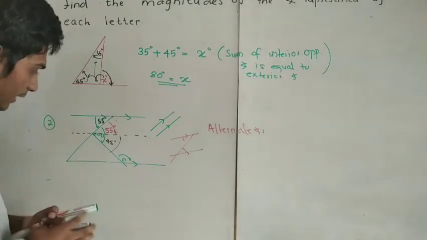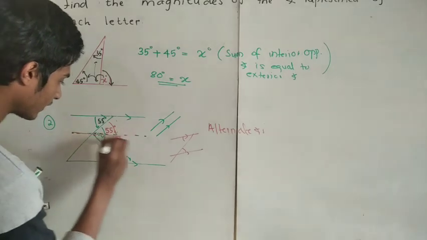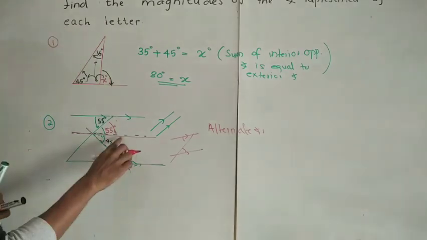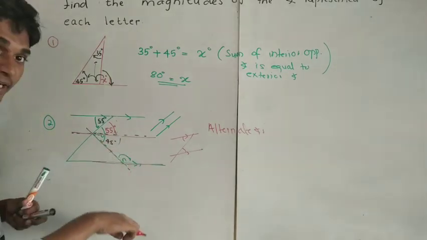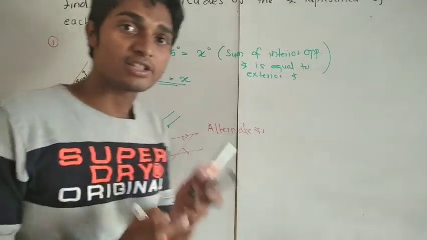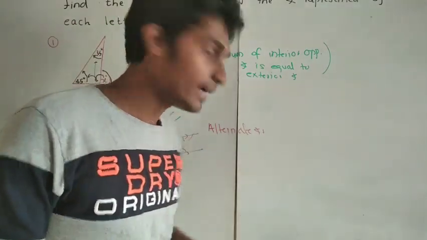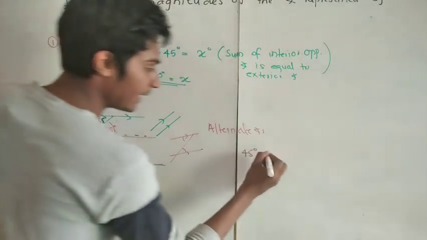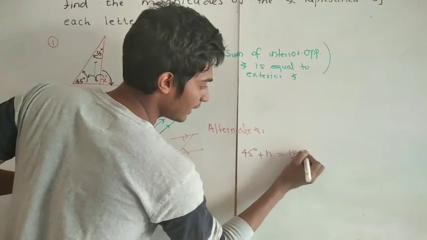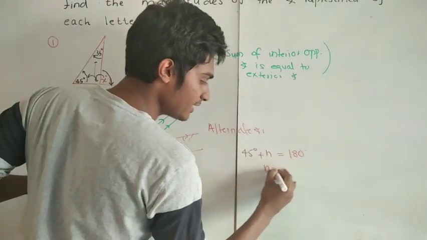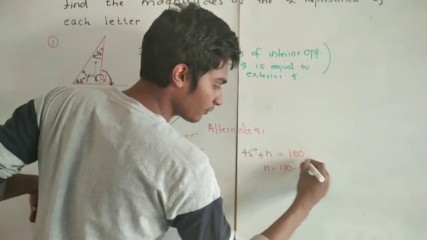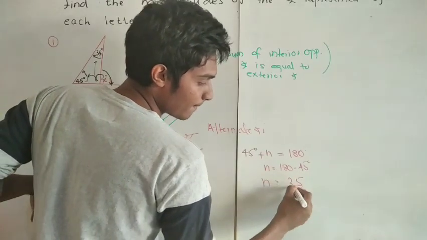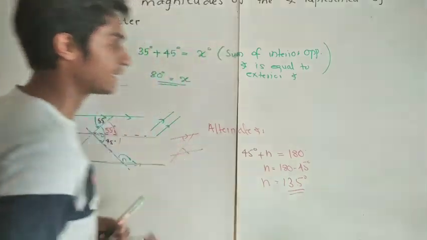Now you see that this line over here and this line over here are parallel, and you see a line going across. So if you add them, it should make up 180. What is the reason? Because when you add the allied angles, it should give you 180 degrees. So simply 45 plus N should be equal to 180. Take this 45 to the other side. So N is equal to 180 minus 45, which is how much? 135 degrees. This is very simple.